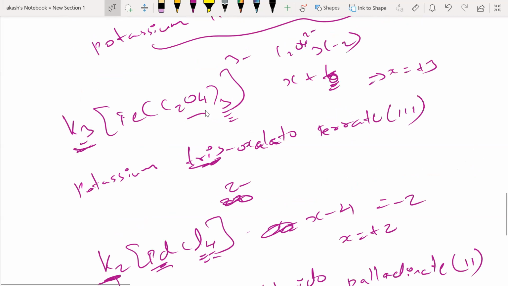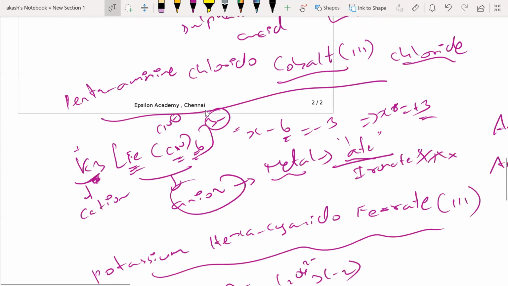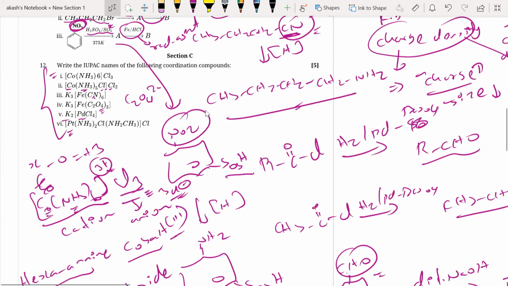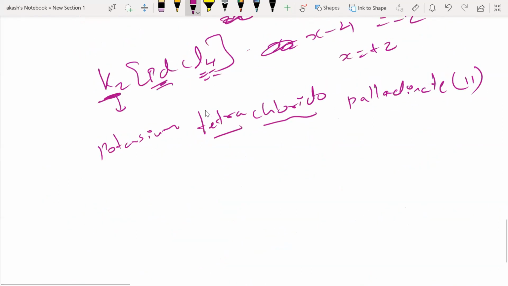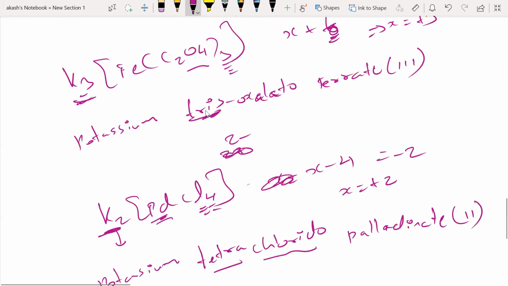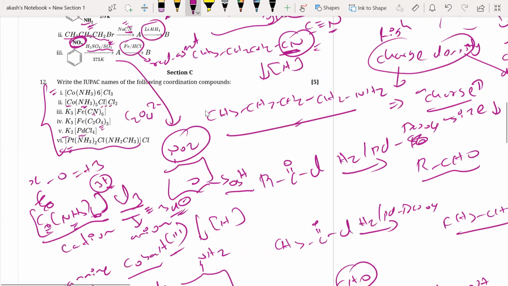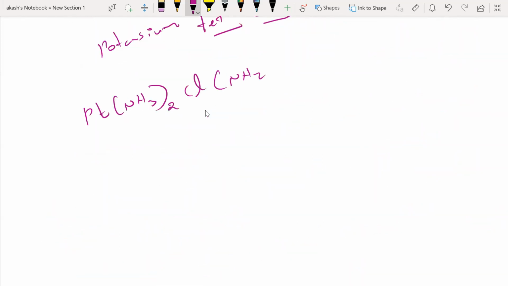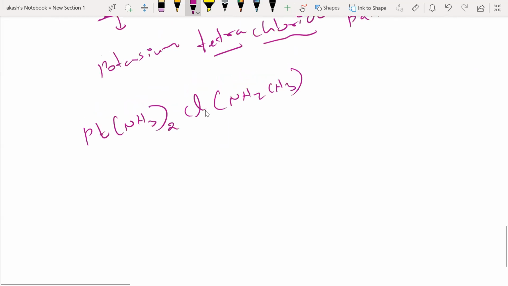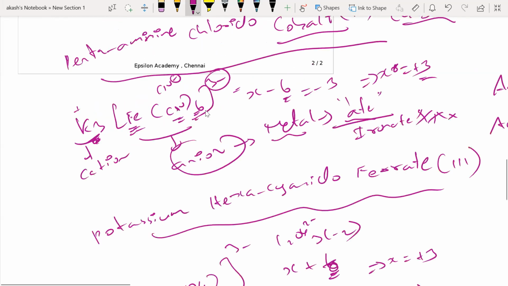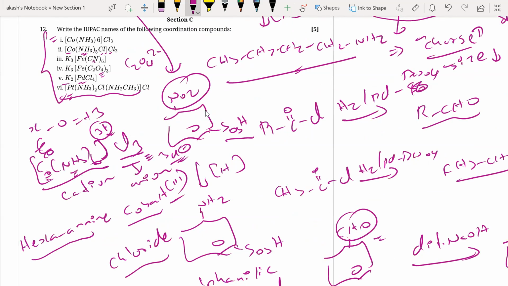And the last one is this. So we have Pt, NH3 twice, Cl, NH2CH3, Cl, NH2CH3, and then you have another Cl outside. This is what we have.